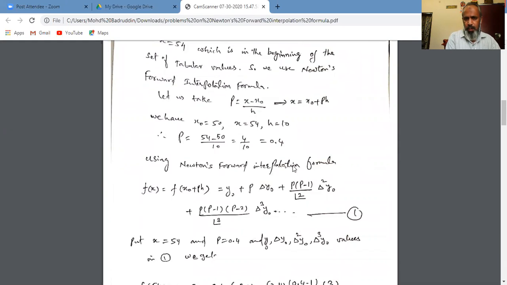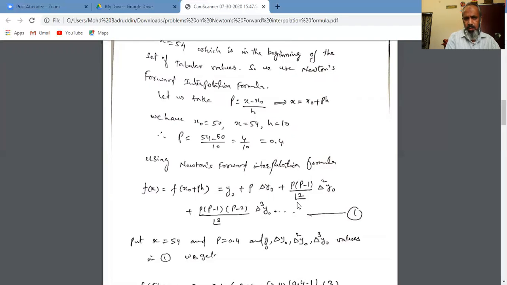For the given data points, we can use Newton's forward interpolation formula as f of x naught plus ph is equal to y0 plus p into delta y0 plus p into p minus 1 by factorial 2 del square y0 plus p into p minus 1 into p minus 2 by factorial 3 into del cube y0. So this is the formula for the given set of data points.